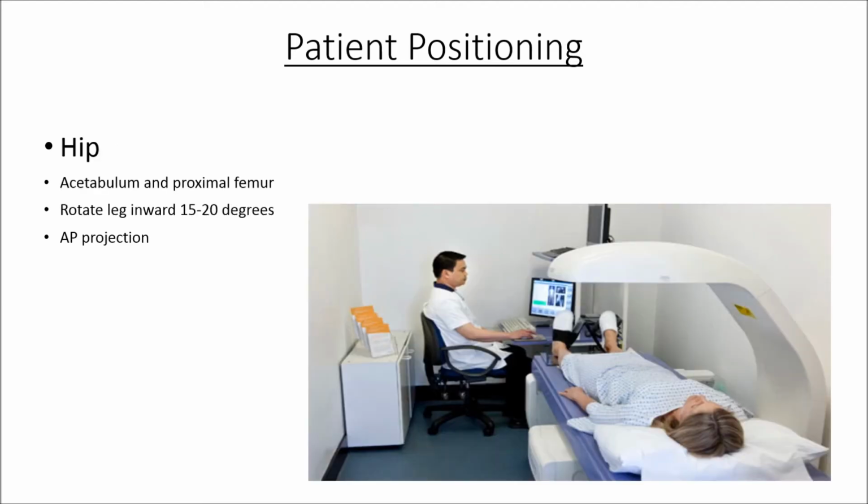The next and very common positioning would be for the hip. For the hip, the acetabulum and proximal femur must be included. The patient is supine with the mid-sagittal plane aligned on the table. There's rotation of the leg inward 15 to 20 degrees depending on the patient's anatomy, and the patient must not move, with an AP projection demonstrating the hip, acetabulum, and neck of the femur.